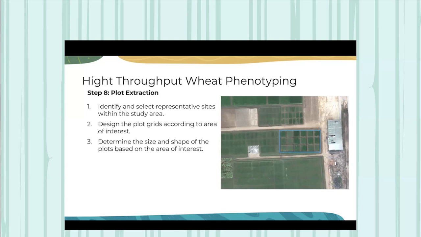We design plot grids according to the area of interest, determining the size and shape of the plots based on the point of interest. For example, we will exclude this part because this is not wheat. So this is another important step in order to compare these different genotypes. We have to extract their particular area from each image.